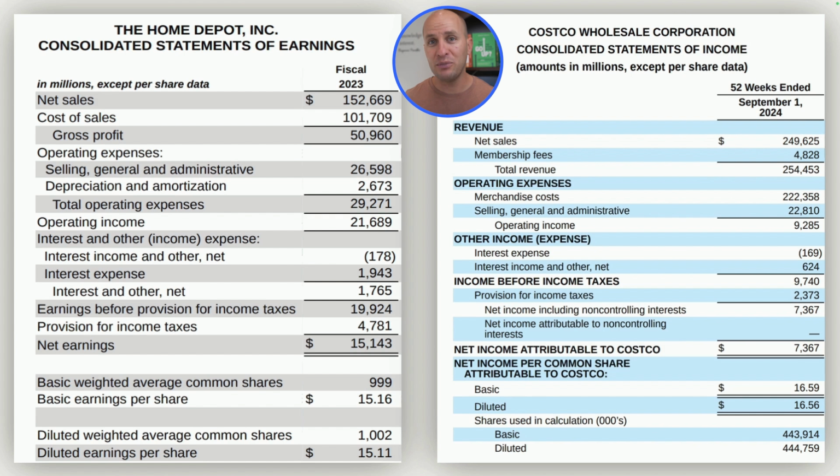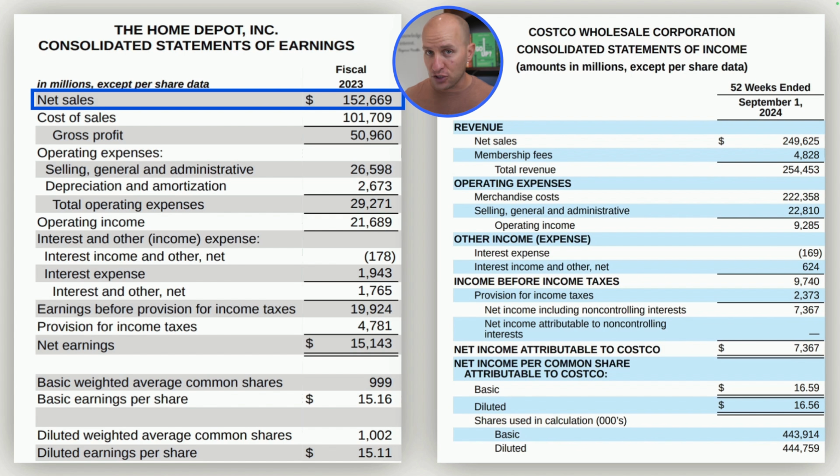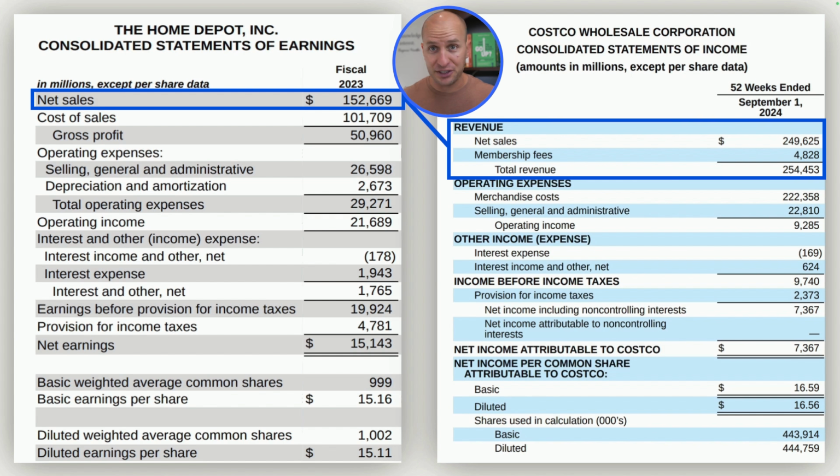For example, Home Depot's management team chose to call its revenue net sales. This is the total value of products and services that were bought at Home Depot stores. By comparison, Costco chose to list out 2 sources of revenue. The first is net sales, which is the products that were sold to consumers at the company's stores. And the second revenue line item is membership fees that customers pay to have access to Costco's stores. Costco could have chosen to simply combine both of these together, but it actually chose to separate them out to give investors more insights into the business.